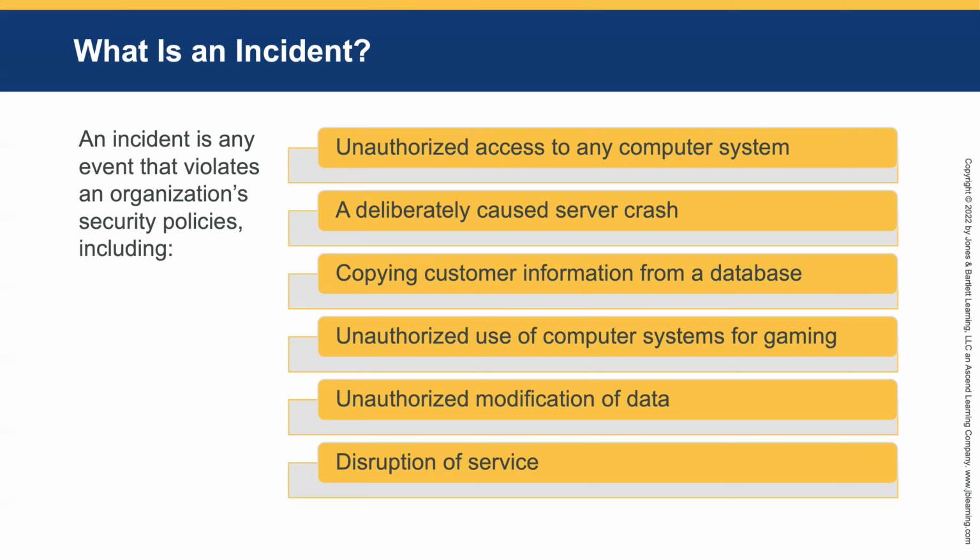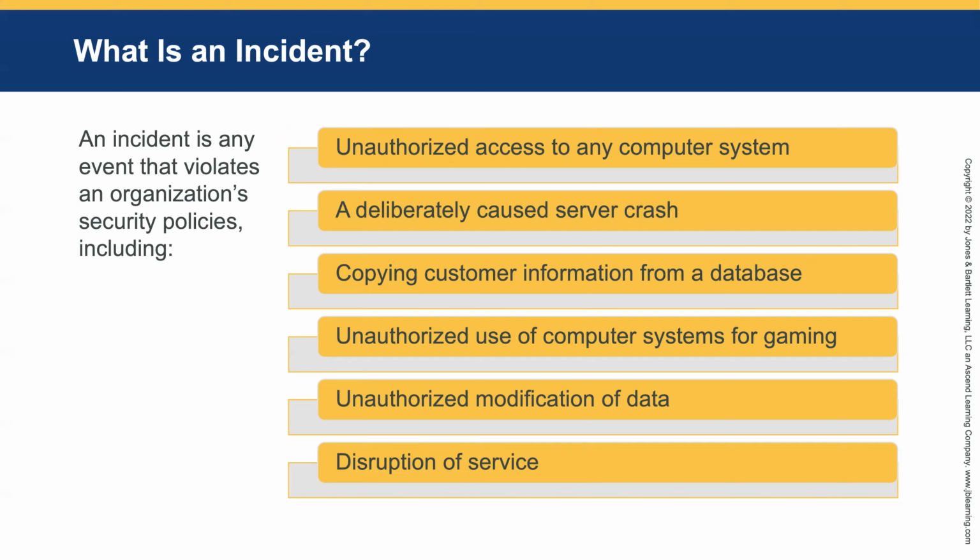Okay, so what might be some examples of those types of violations? The violations could include unauthorized access to a computer system. It could include deliberately causing servers to crash. It could include copying customer information from a database. It could include unauthorized use of computer systems for gaming, and it could also include unauthorized modification of data, and it could include a disruption of service.